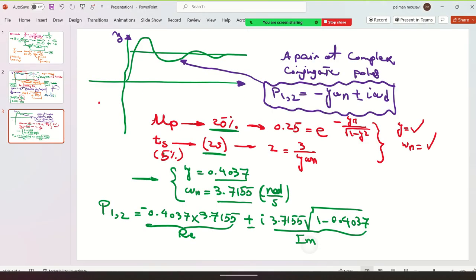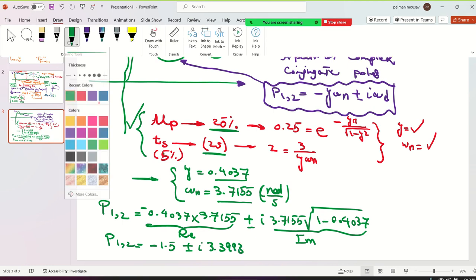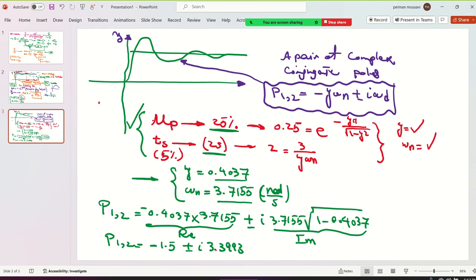So the poles of the system, based on the request of your boss, are minus 1.5 plus or minus i 3.3993. Am I right about the numbers? Yes? 3.3993. Here we go.